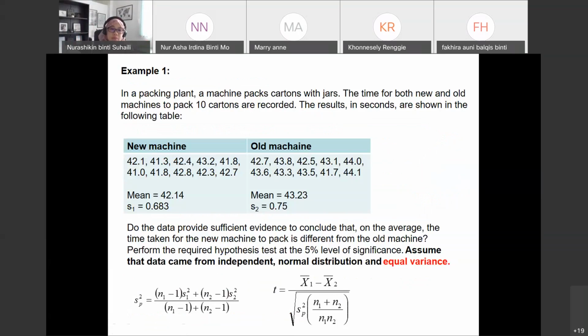So this is an example question. Let's have a look at this question. In a packing plant, a machine packs cartons with jars. The time for both new and old machines to pack 10 cartons is recorded. The results in seconds are shown in the following table. So this is the first sample, the new machine, and the second one, the old machine, the second sample. The deviation is given.